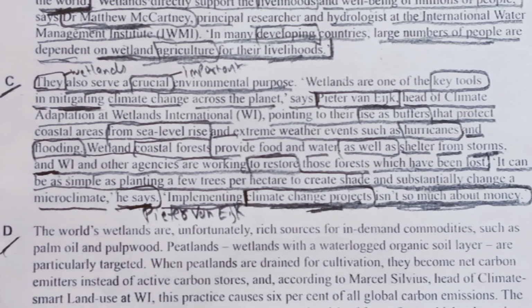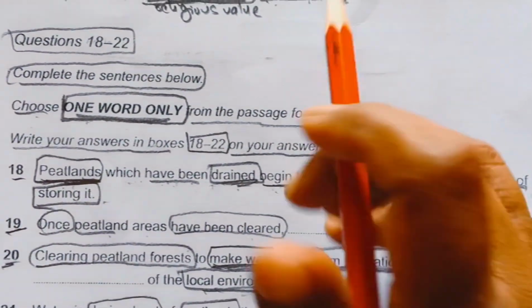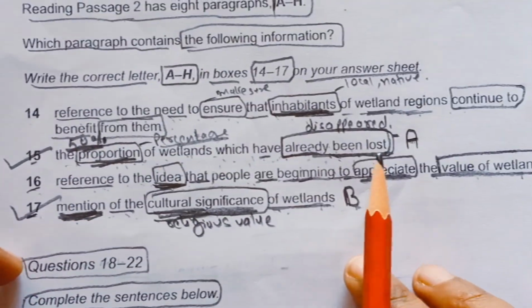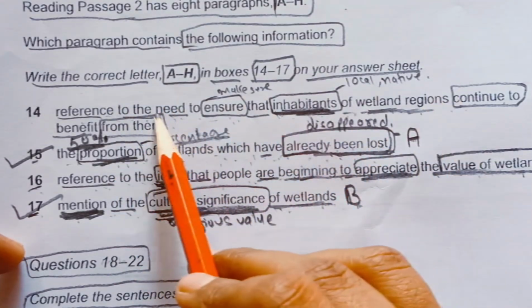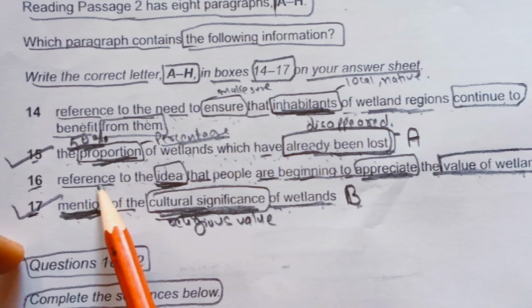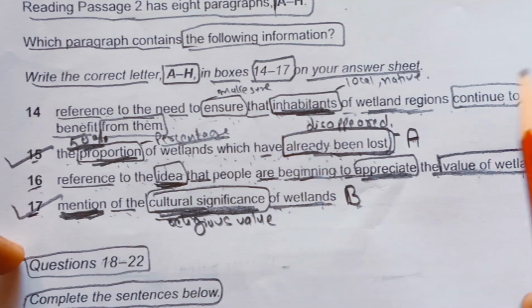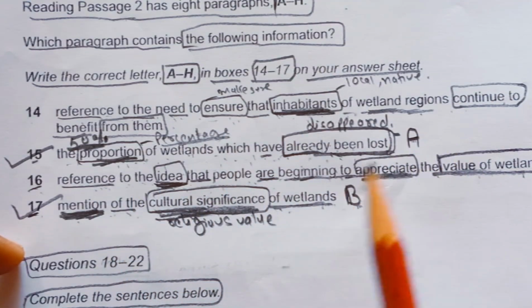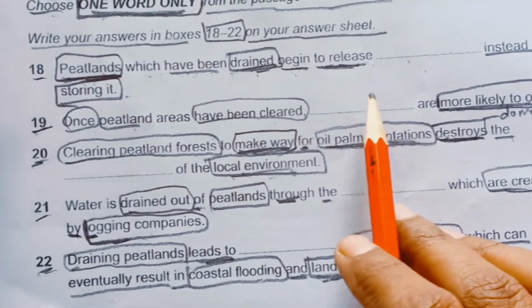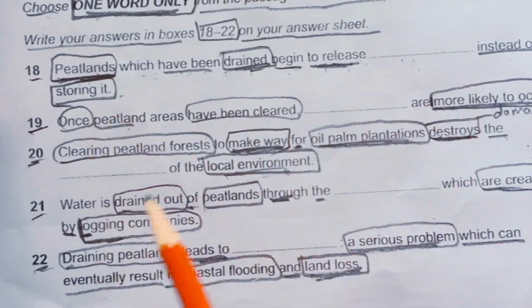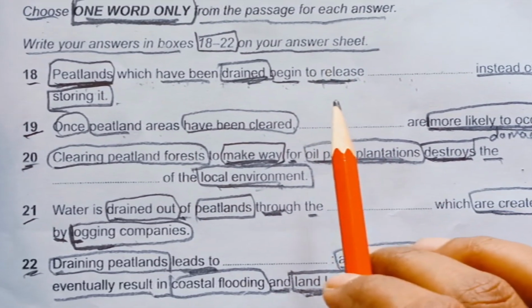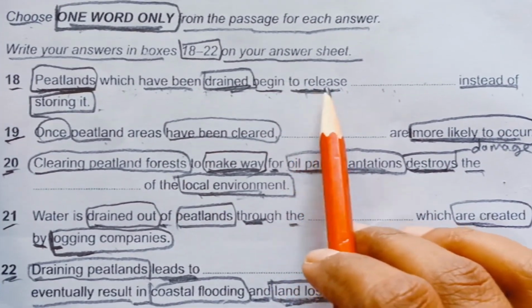So now let's see whether we are getting our answers or not. Our first question type: reference to the need to ensure that inhabitants of wetlands. We are not getting anything regarding this. Reference to the idea that people are beginning to appreciate. This type of thing we have also not seen in this paragraph. Peatlands which have been drained begin to release dash instead of storing it. We have not seen anything regarding this till now.